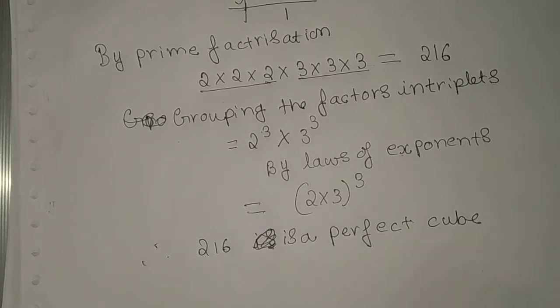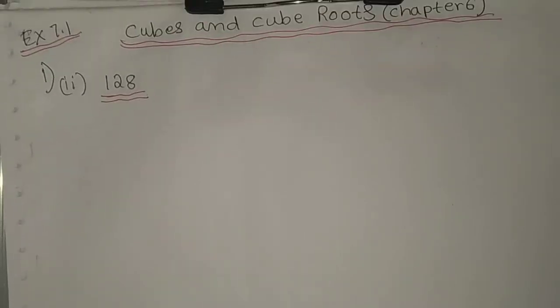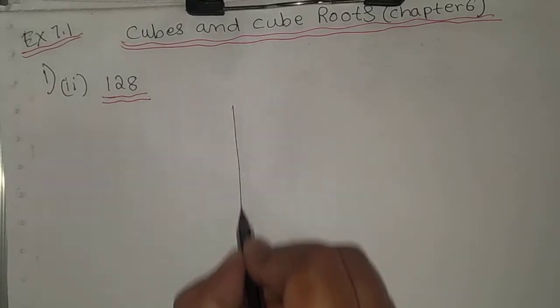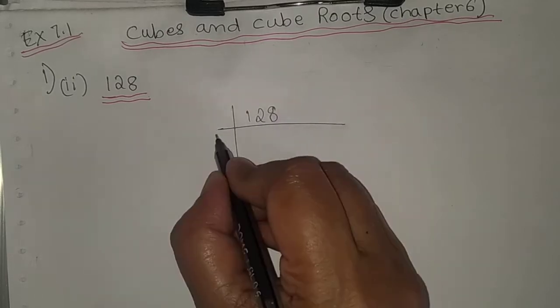So this is the first problem. We move on to the next one. In the first question only, we'll move on to the second one. So the second one is also a 3-digit number. So we'll start the problem. Again by the prime factorization method we should start this one.